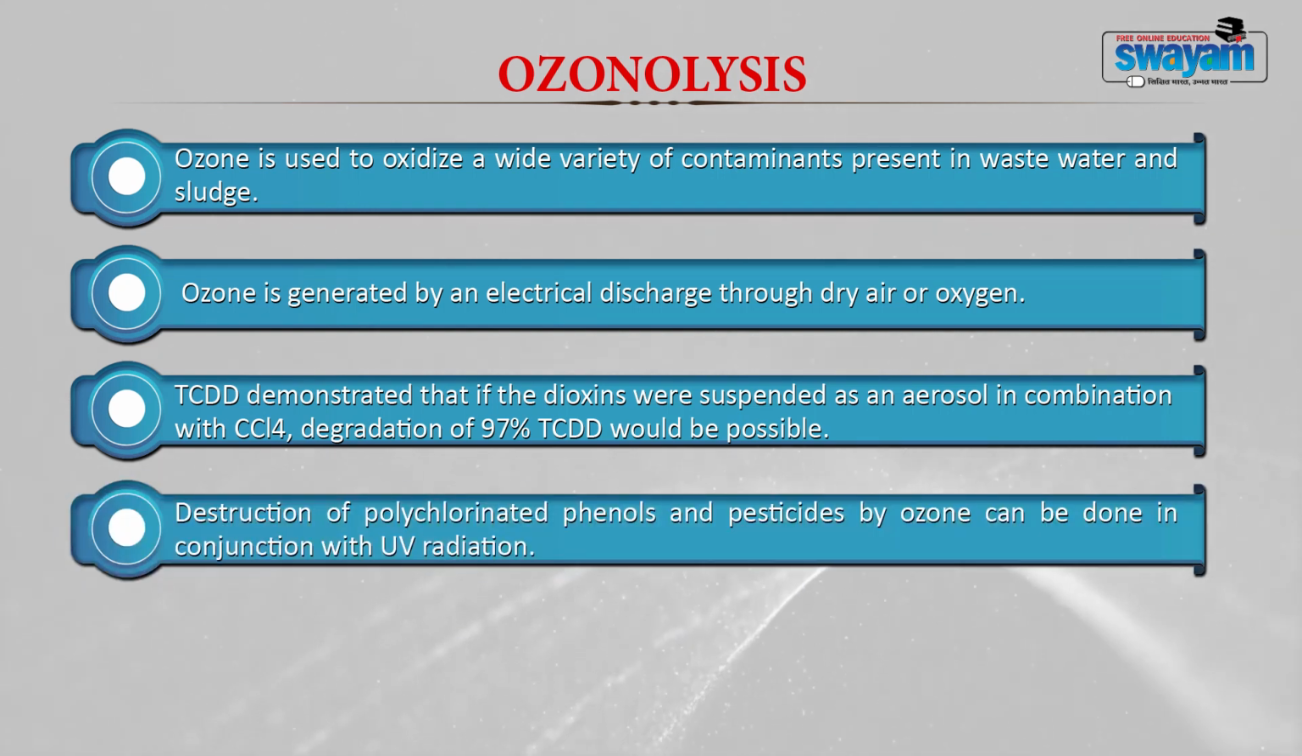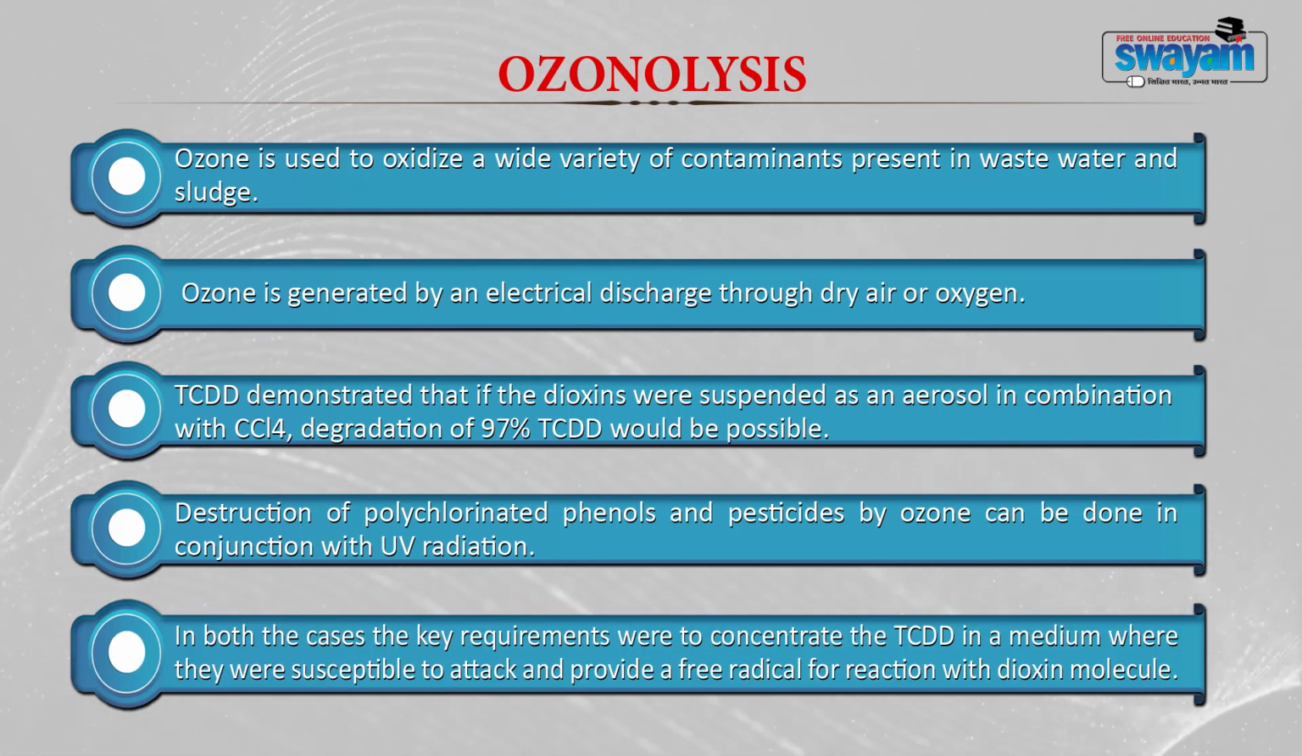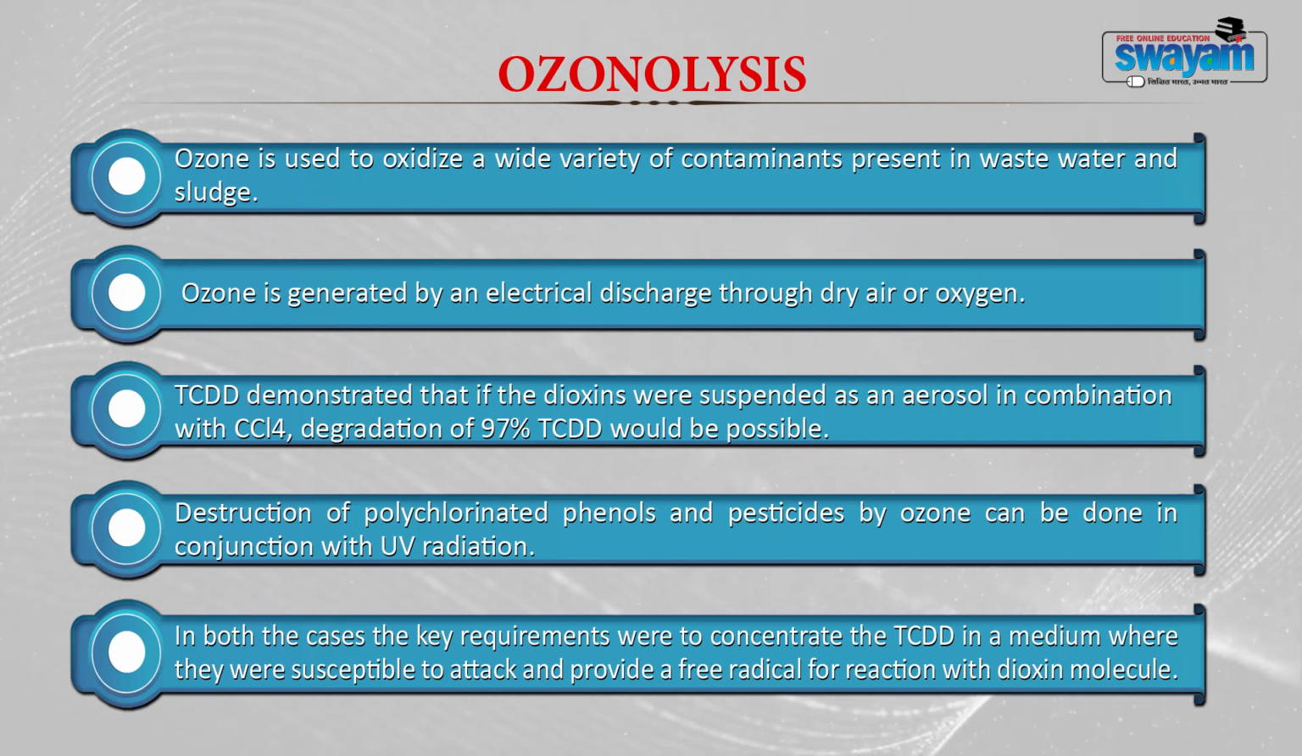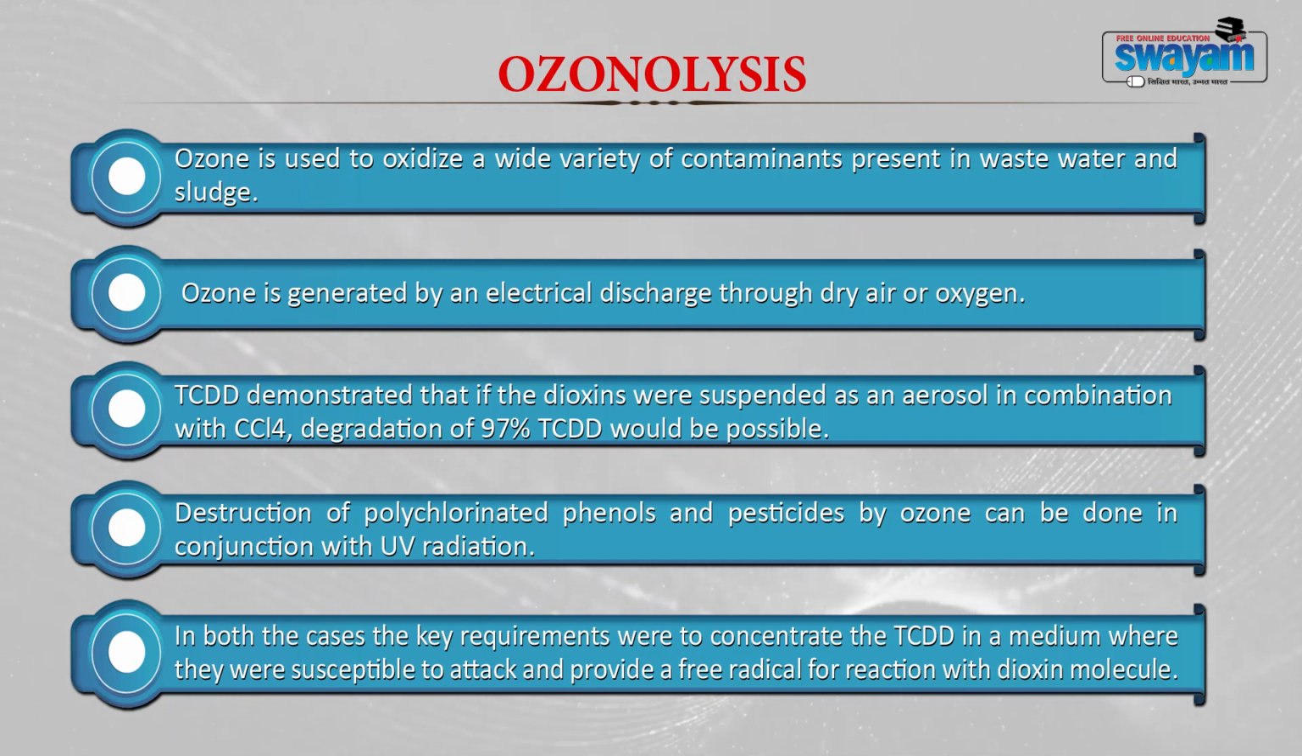Now, the destruction of even PCBs, polychlorinated phenols and pesticides can be done using ozone in conjunction with UV radiation. In both cases, the key requirements were to concentrate the TCDD in a medium and to make them susceptible to attack and provide a free radical for reaction with the molecule.